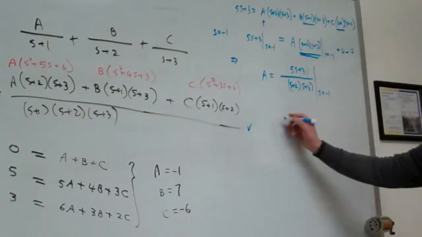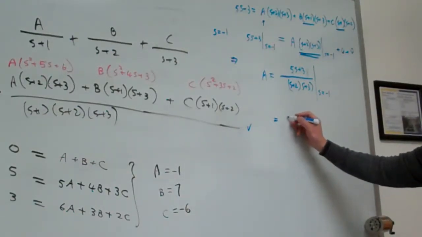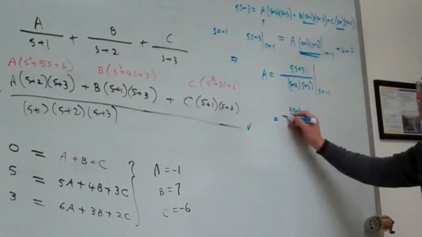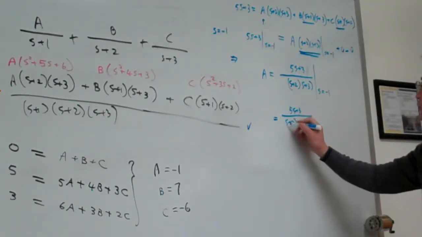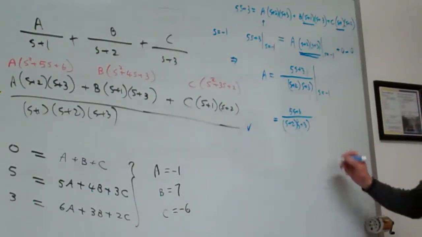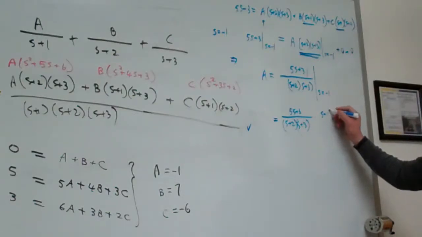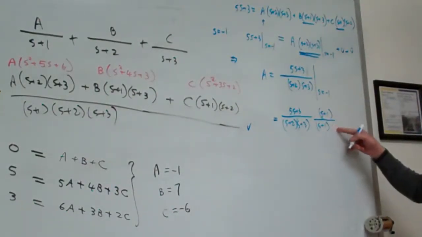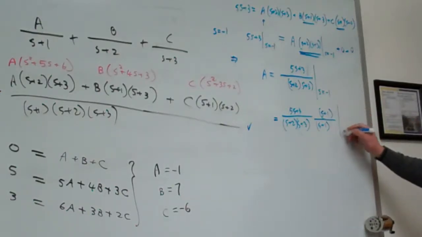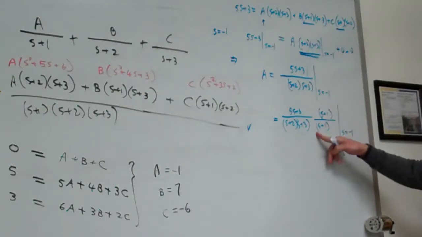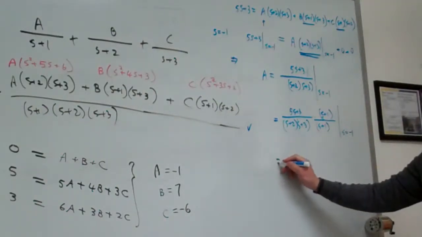Are we okay? Okay, and furthermore, we want this to be useful. Look at this one, let me rewrite. Basically, this one becomes (5s plus 3) over (s plus 2)(s plus 3), and let me multiply by (s plus 1) and divide by (s plus 1). I do this on purpose, I'm going to explain it in one minute. So basically, this one is equivalent to this.